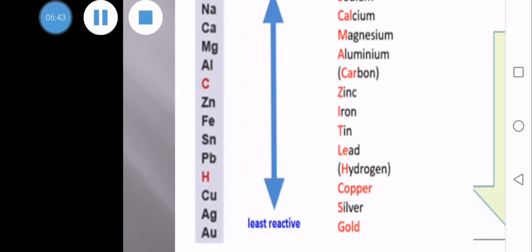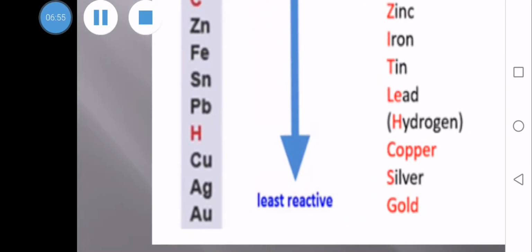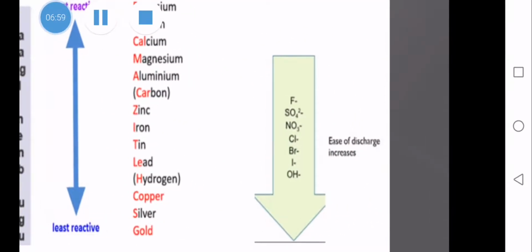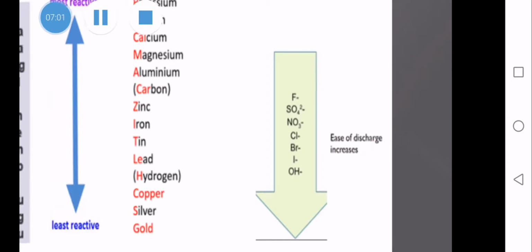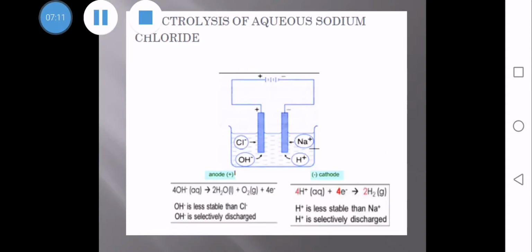But if an ionic compound, molten or aqueous, contains the positive ion copper or silver, it means the ease of discharge of copper, silver and gold would be more than that of hydrogen. So this is what the reactivity series tells us about the ease of discharge. Here you can see the hydroxide ions have more ease of discharge and can be discharged more easily than chlorine, bromine, sulfate and nitrate. Let's just start one by one.